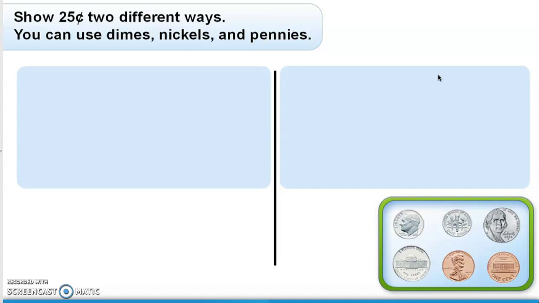And I'm going to show you one way. Okay, so 25 cents. So we know that we have 20, right? Which could be 2 dimes, right? 10, 20, and then 25. We add that nickel in there. Okay, think of another way that you can make 25 cents using dimes, nickels, and pennies. I'm going to give you about 10 to 15 seconds to think about it.